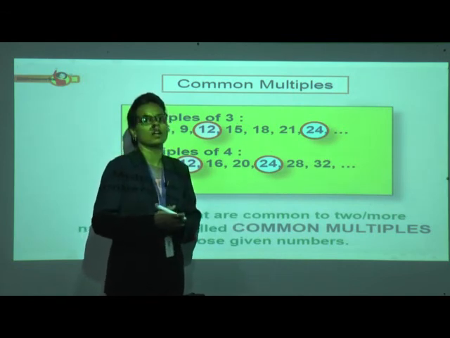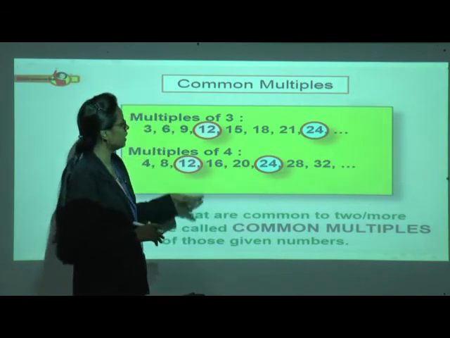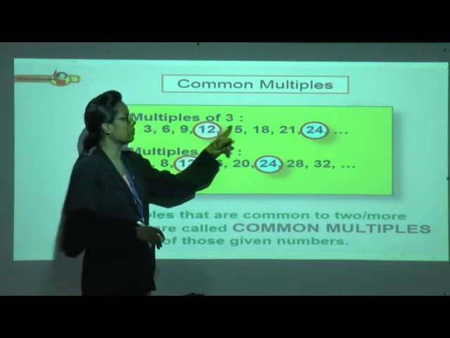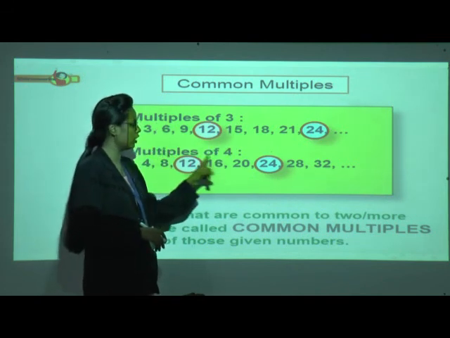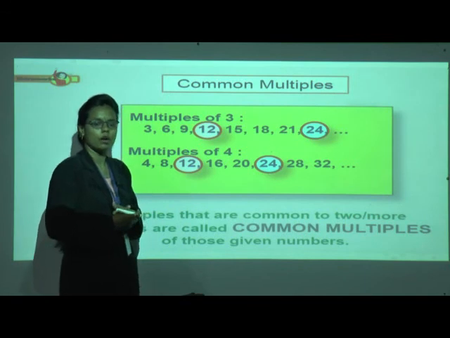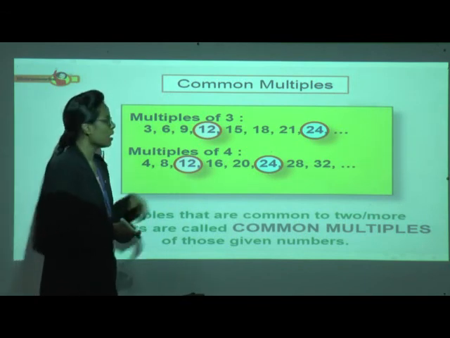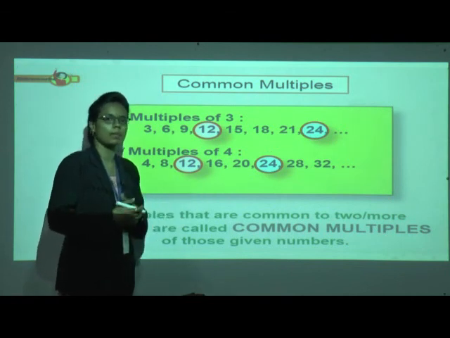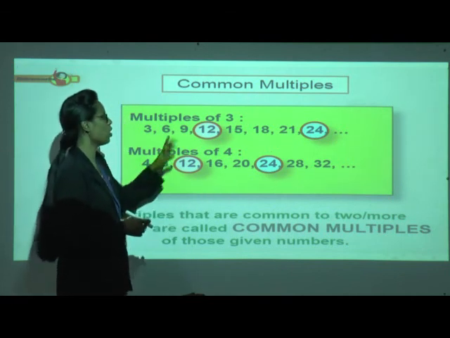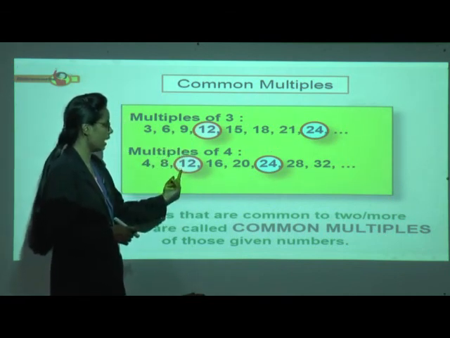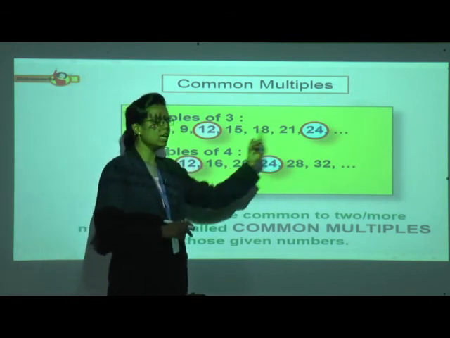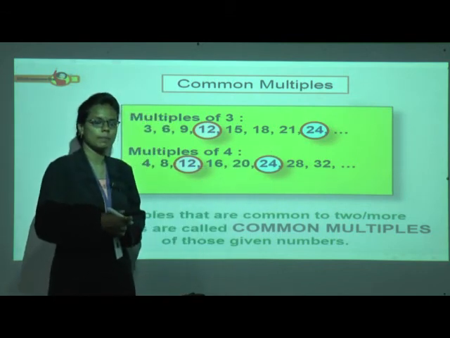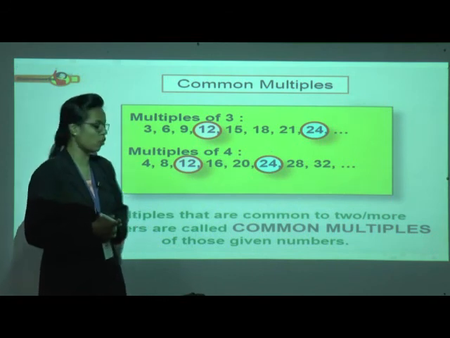So on. Now we have found the different multiples. First we found the multiples of 3 and then the multiples of 4. Now we have to find the common multiples. Whatever multiples we have written here, which are common among these? The common multiples are 12 and 24.